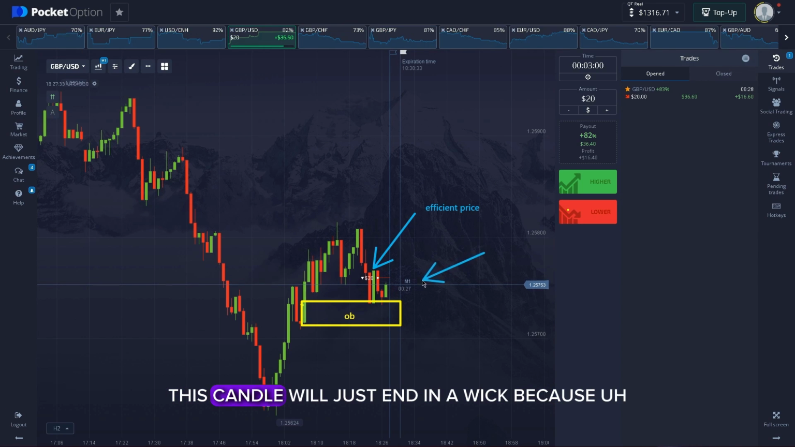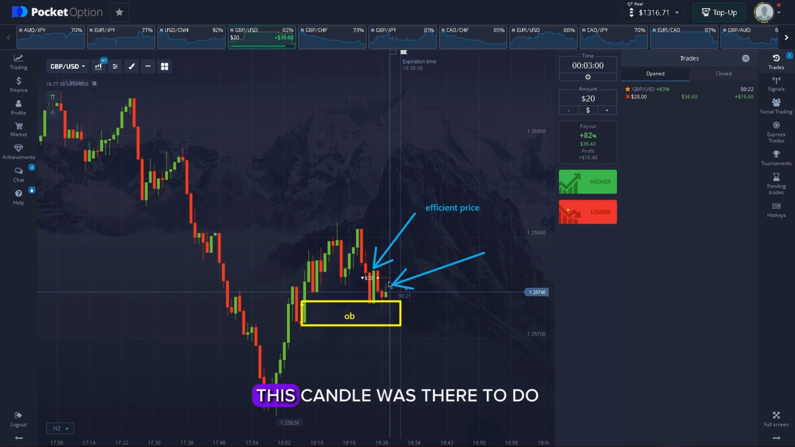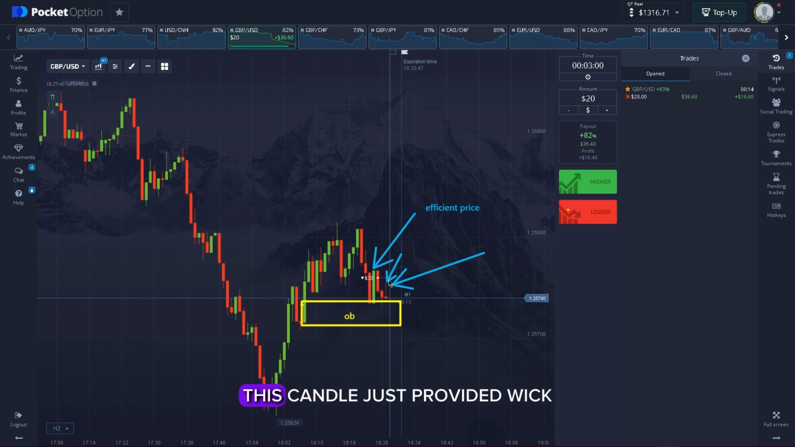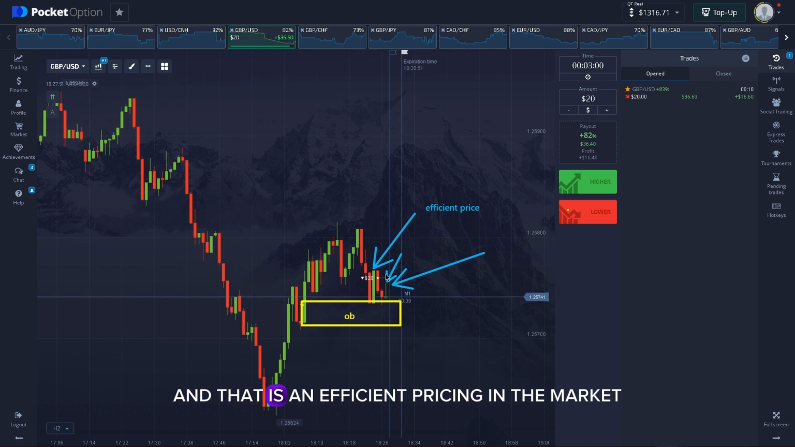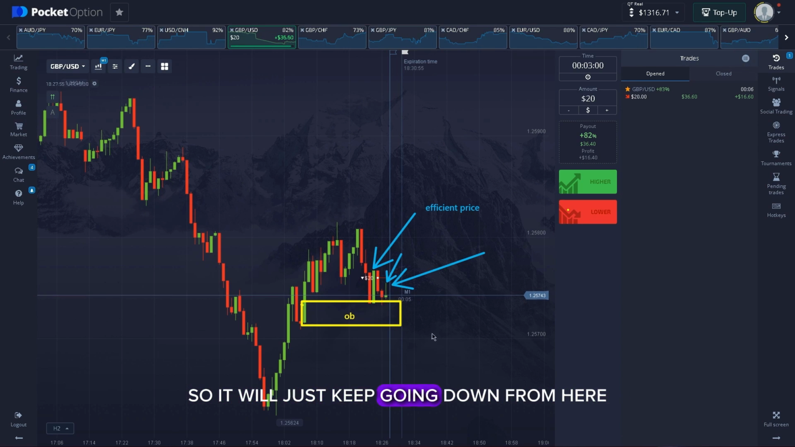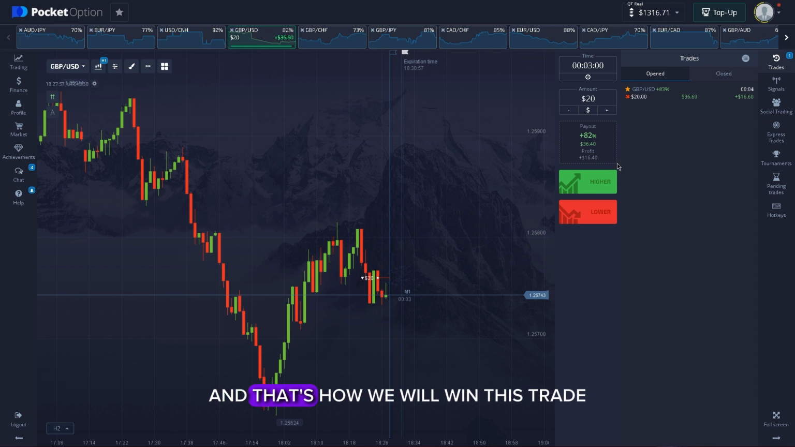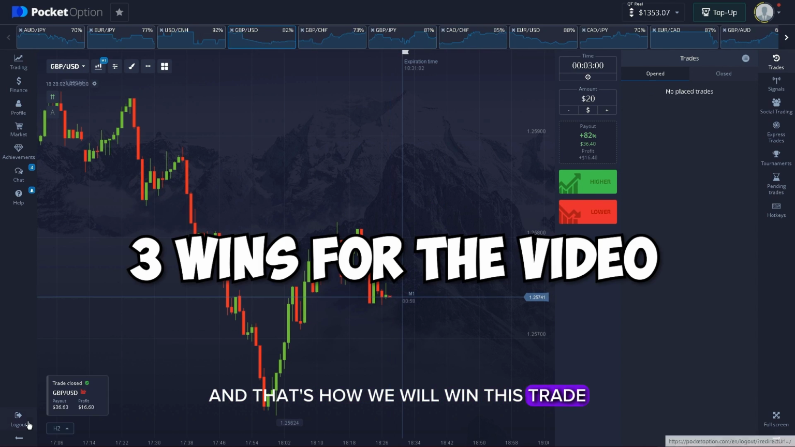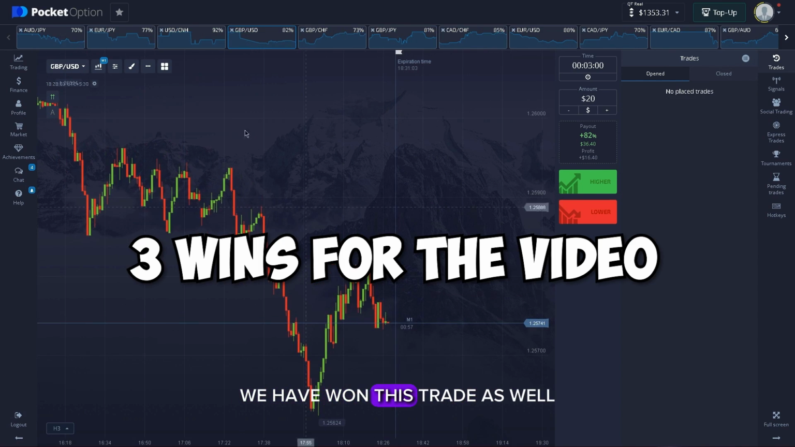This candle will just end in a wick because this candle was there to just cover up the wick and provide an efficient pricing. As you guys can see, this candle just provided a wick, and that is an efficient pricing in the market. So it will just keep going down from here, and that's how we will win this trade. As you guys can see, we have won this trade as well.